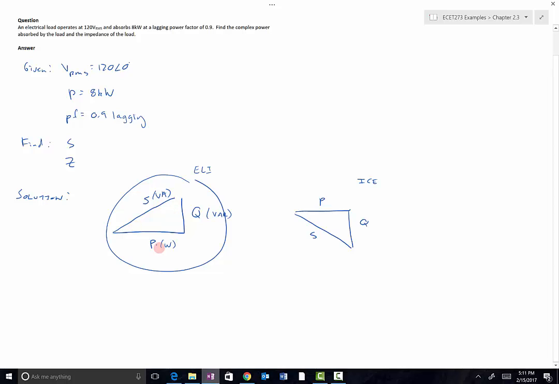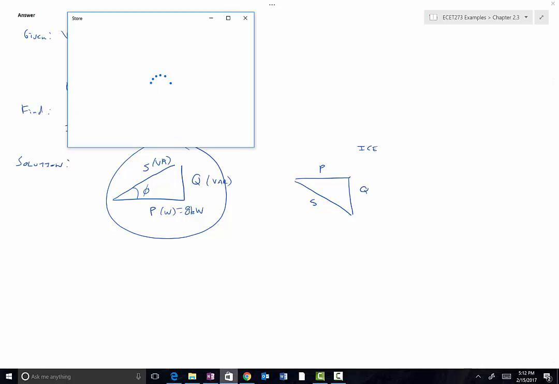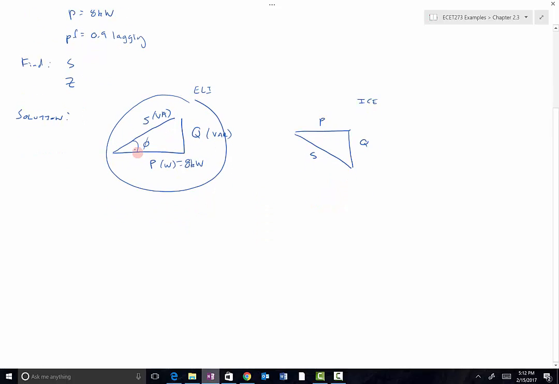So we were given P in this, it's 8 kilowatts. We were asked to determine the complex power. So we need to know what's the magnitude of this vector, and then what's this angle right here? We're going to use the definition of power factor to do that.